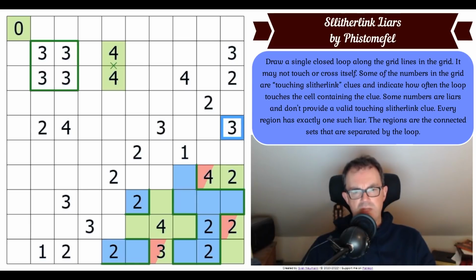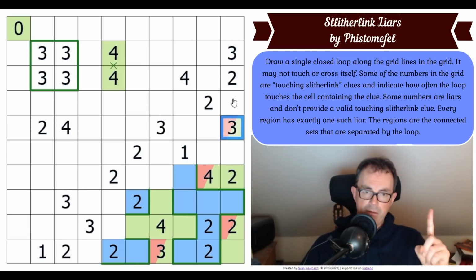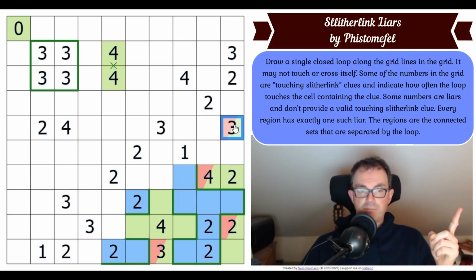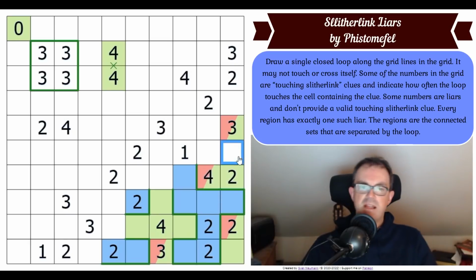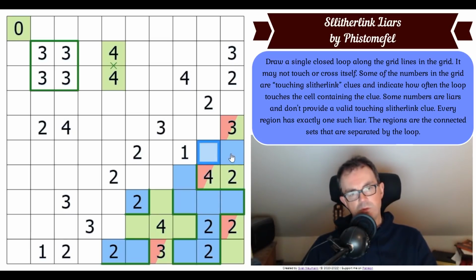It's green and a lie because it's green, and you can't make a correct green on the edge of the grid. Now, this is good, because now it can't connect to this region, which also has an incorrect in it. So that's blue. That's blue for just 2 reasons. Firstly, it would connect to the green. Secondly, this blue has to connect to its friends.